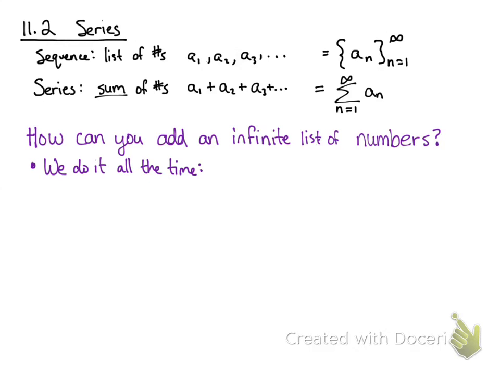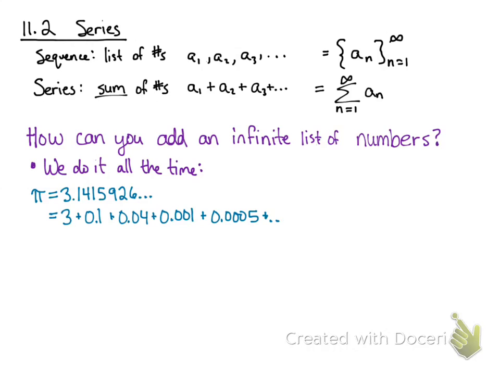Well, one way to think about it is we actually do this all the time. When we write things like pi equals 3.1415926... however many digits of pi you happen to know, we all know that that never stops. Pi is an irrational number, so its decimal representation never stops and never repeats itself. But what does that mean? That means pi is 3 plus 0.1 plus 0.04 plus 0.001 plus 0.0005 plus 0.00009 plus, and that could go on forever.